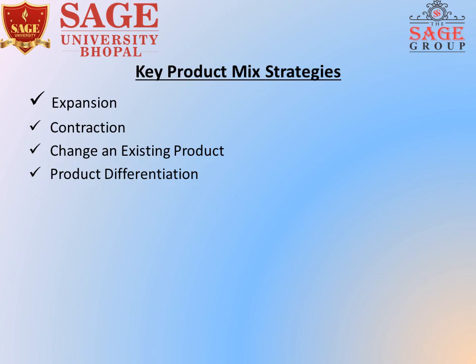Third one, change an existing product. A company improves a current product rather than creating a completely new product. The fourth one is product differentiation. In product differentiation, without modifying the product in any way, a company positions it as a superior choice to a competitive product. So these are the main product mix strategies.